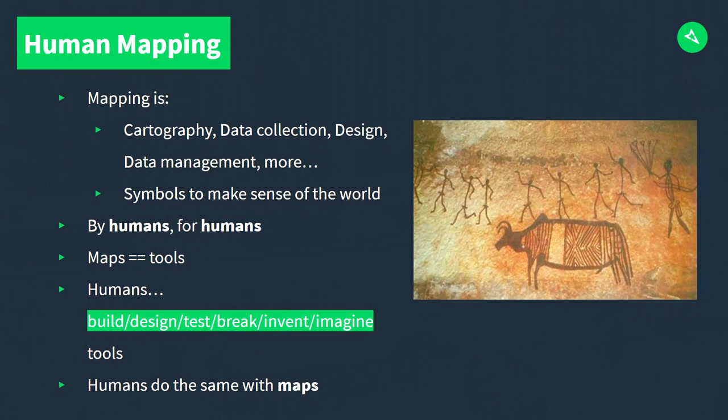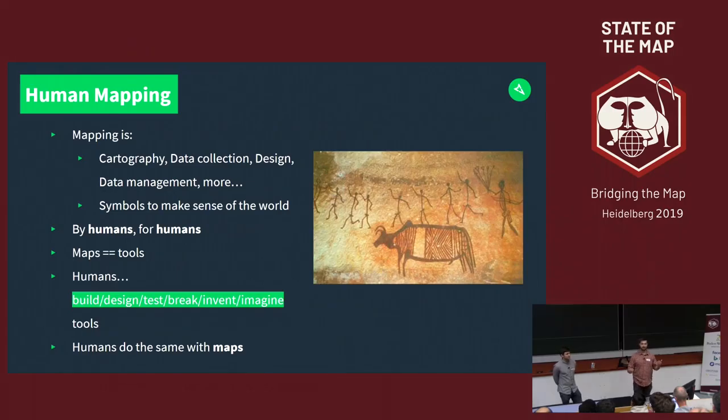So human mapping is really the core of why we're all here today for this conference. Mapping itself, some would call it cartography, but there's also aspects of data collection, design, visualization, data management, many more ways to paint it. And in one way, you could say it's symbols that help us make sense of the world. And it's something that goes very far back in human history.